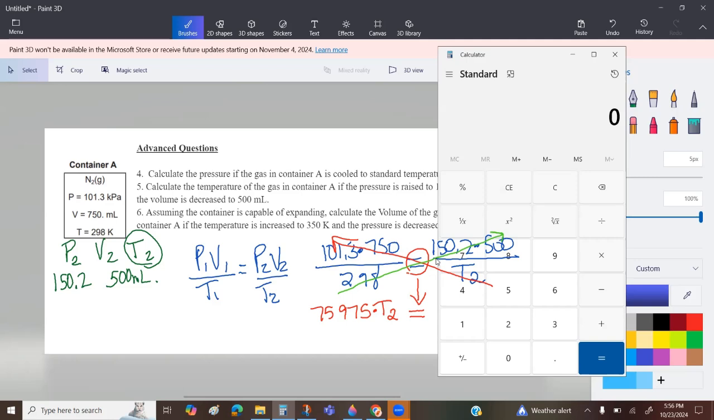But if you're using a scientific calculator, you actually have to put it in as 298 times 150.2 equals, then get a number, and then times that number by 500. And it is an enormous number, 22,379, comma 800. It's a really big number. Okay.